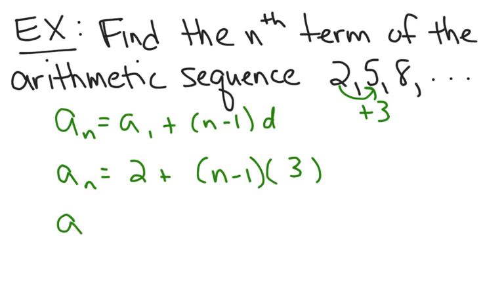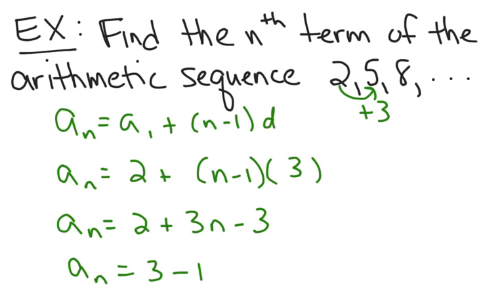Now you can leave the equation like this, but it looks much nicer if you distribute it and you combine like terms. So a sub n equals 3n minus 1 is a much nicer looking equation to represent the nth term of this particular sequence. So now if I wanted to find the 50th term, I could just plug in 50 for n. And 3 times 50 is 150, minus 1 is 149. So 149 would be the 50th term of this sequence.